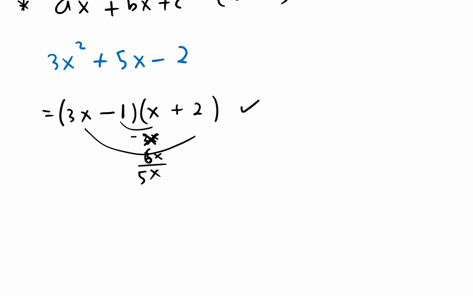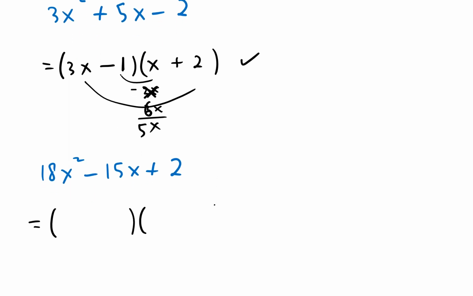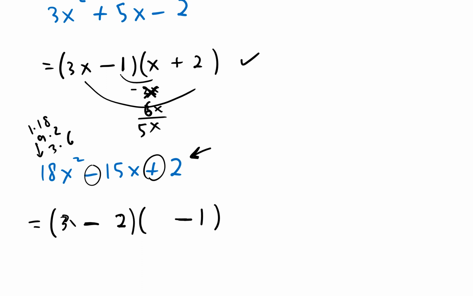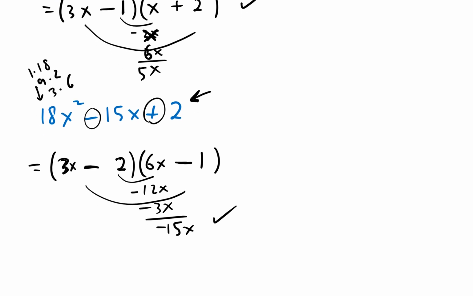Another example on this, say 18x squared minus 15x plus 2. Pause the video, try. The 2, we know it's only 2 times 1. There's a negative in the middle, but the last term is positive, so both should be minus, because their product should be plus. 18 has a lot of options, 1 times 18, or 9 times 2, or 3 times 6. Let's try 3 and 6, so 3x and 6x. This is negative 12x, negative 3x. Lucky enough, I got it right away, but it doesn't work out all the time like this.